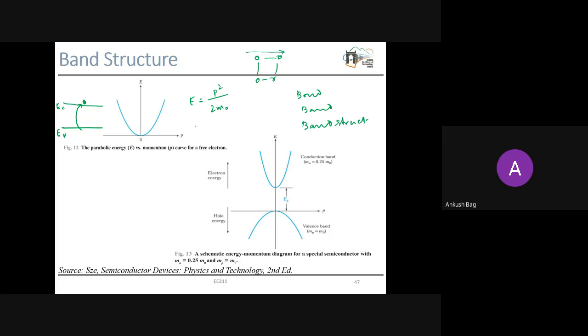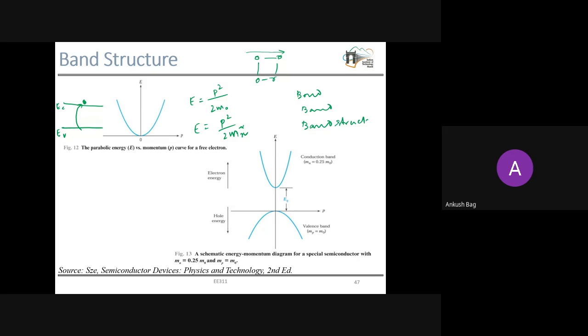So just to account for that periodic potential effect, we need to represent this equation a little differently, where we write mn instead of m naught. In some books you will find this written as mn, and in some books as m star. What is the name of this mn? It is called effective mass.